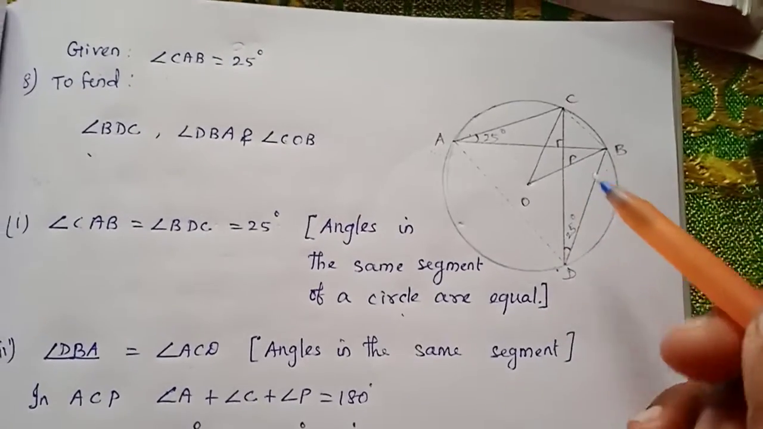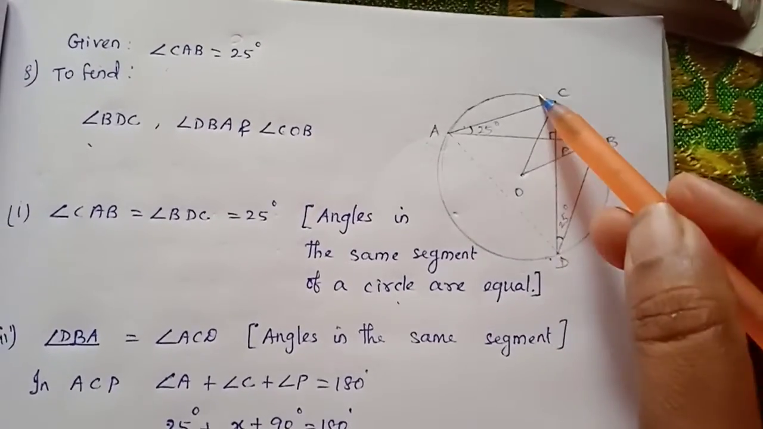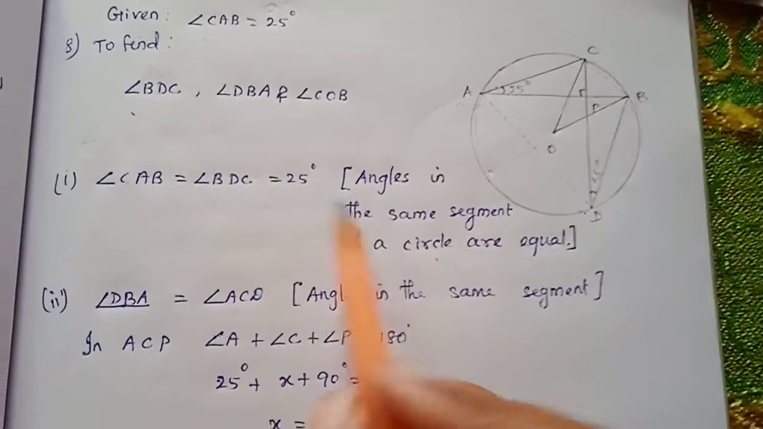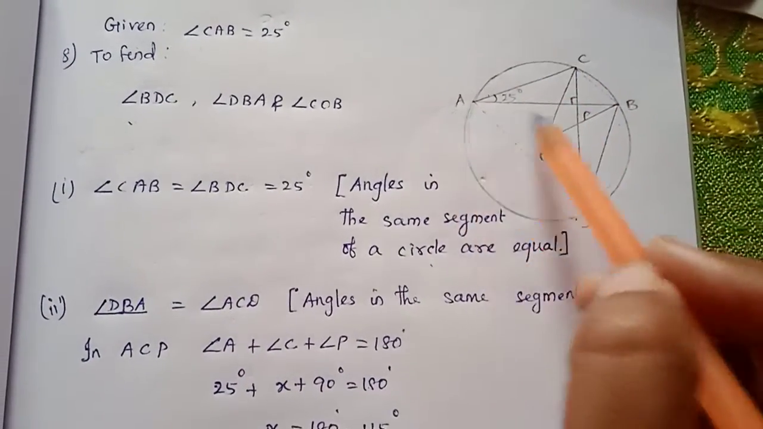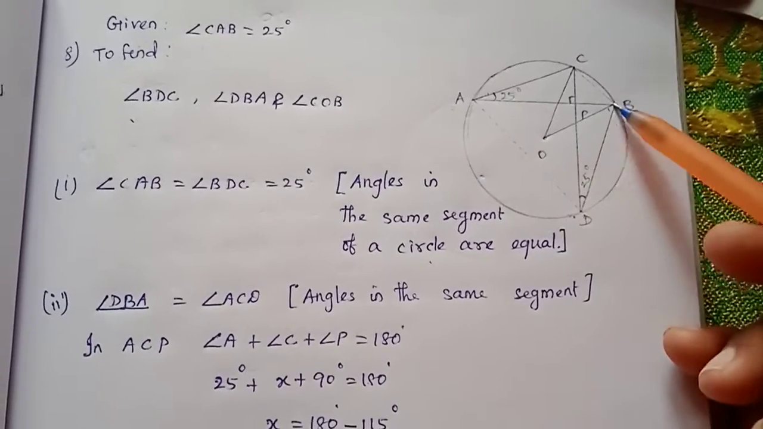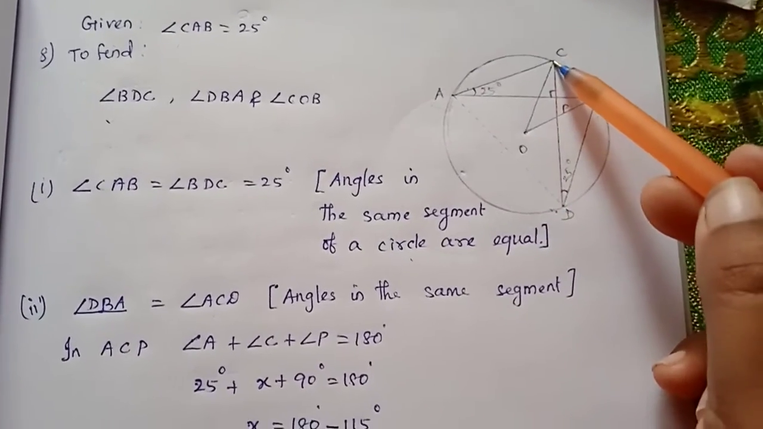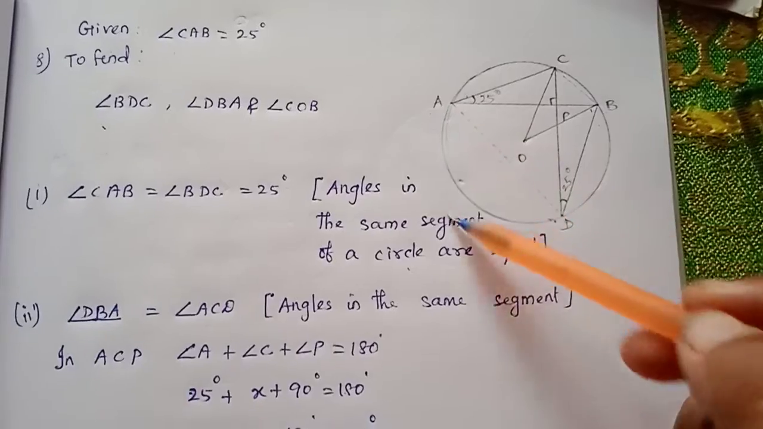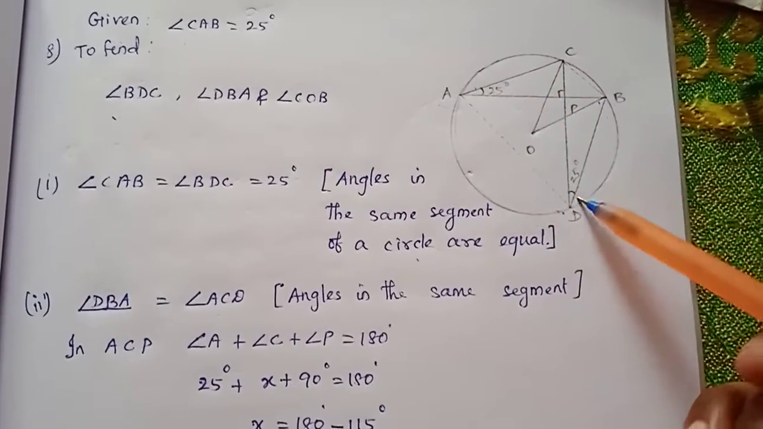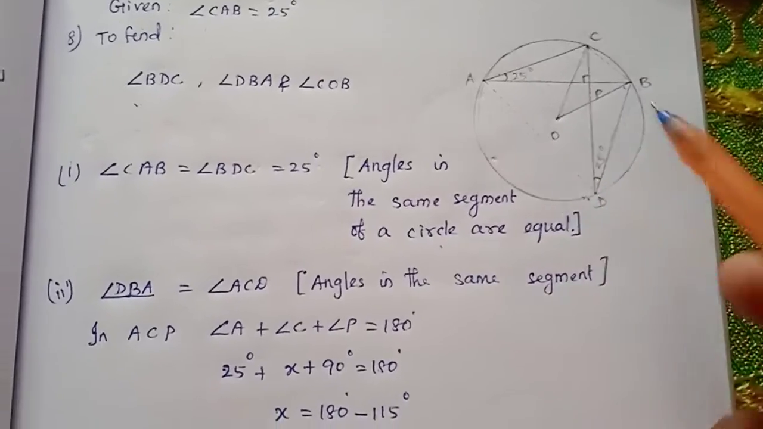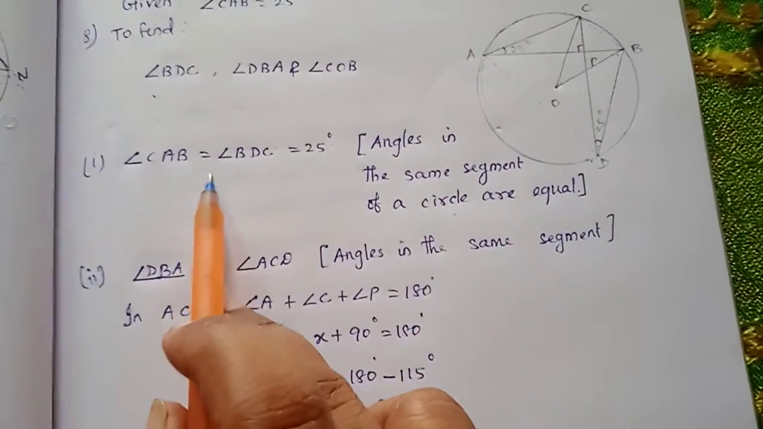This is my angle BDC. So according to this theorem, angle CAB is equal to angle BDC. Why? Because angles in the same segment of a circle are equal. In this segment both the angles are there, so these two angles will be equal. So we have proved the first subdivision.